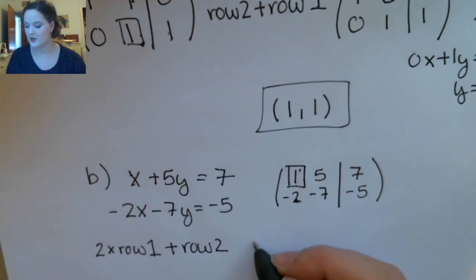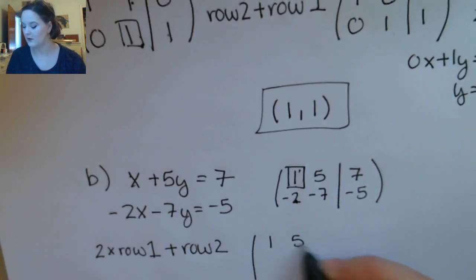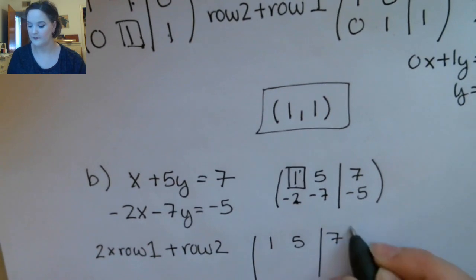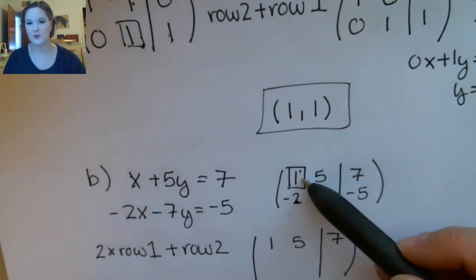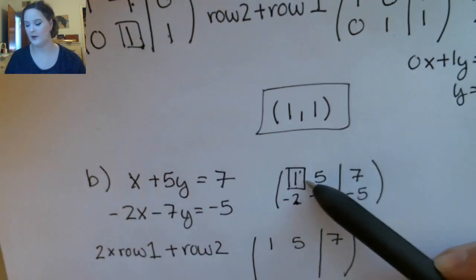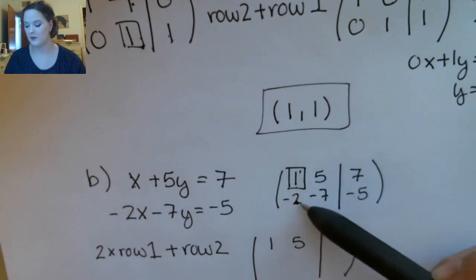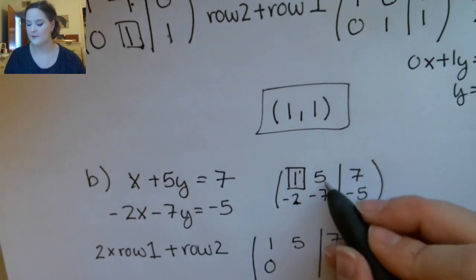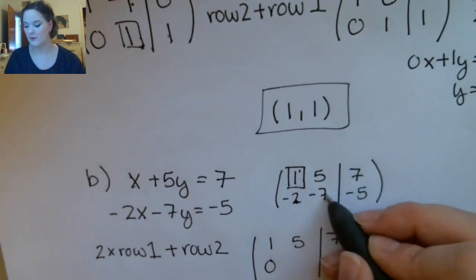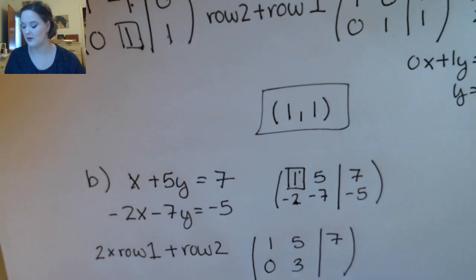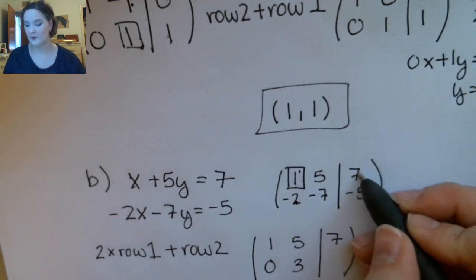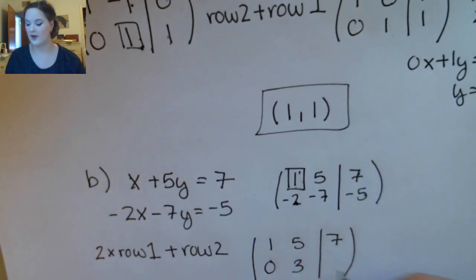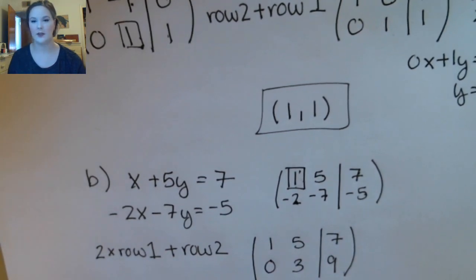All right, so I'm not changing row 1 at all. Okay, then I'm going to do 2 times my first row and add it to my second row. So 2 times 1 is 2, plus negative 2 is 0, right? And that's what you're trying to do. 2 times 5 is 10, plus negative 7 is 3. 2 times 7 is 14, plus negative 5 is 9. Okay.